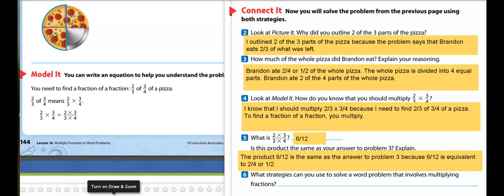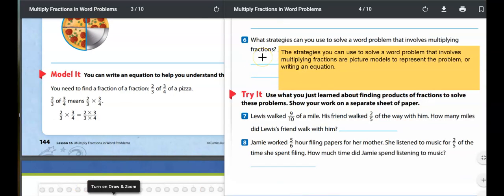Number 6, what strategies can you use to solve a word problem that involves multiplying fractions? Answer that in the space below. So your response should say, the strategies you can use to solve a word problem that involves multiplying fractions are picture models to represent the problem or writing an equation. Now you will use what you just learned about finding products of fractions to solve these problems. Show your work on a separate sheet of paper or on the back of this sheet of paper.